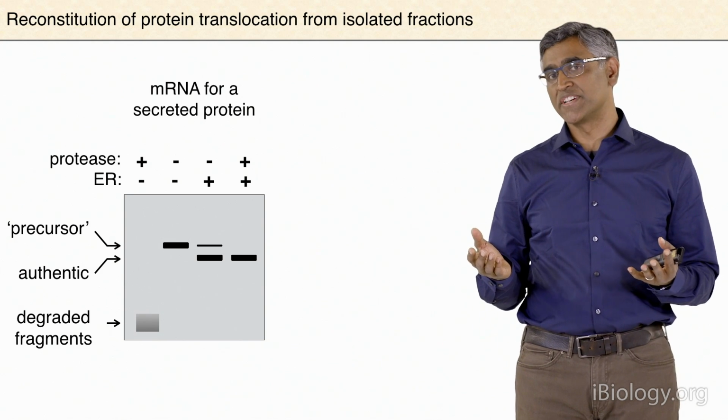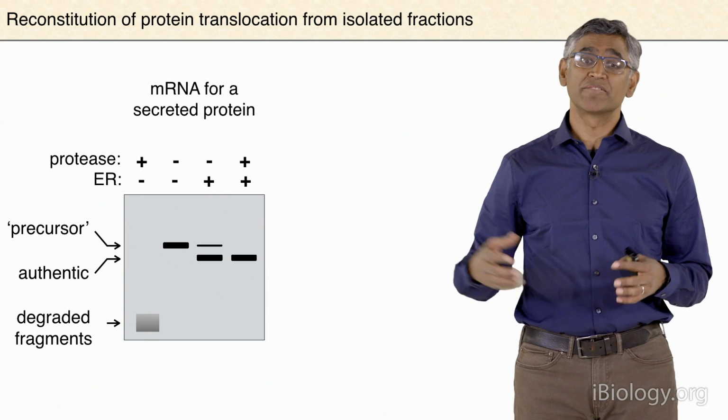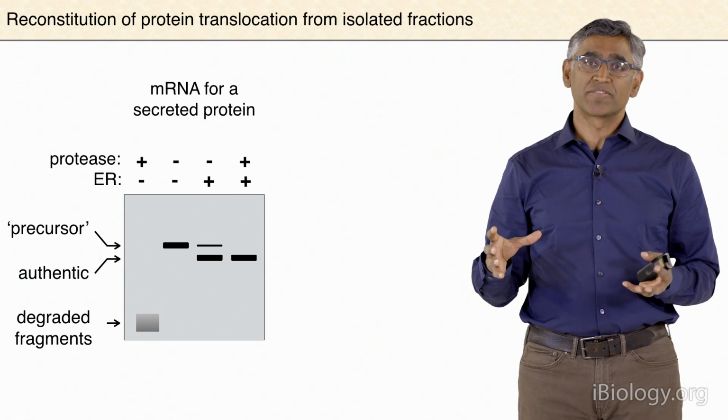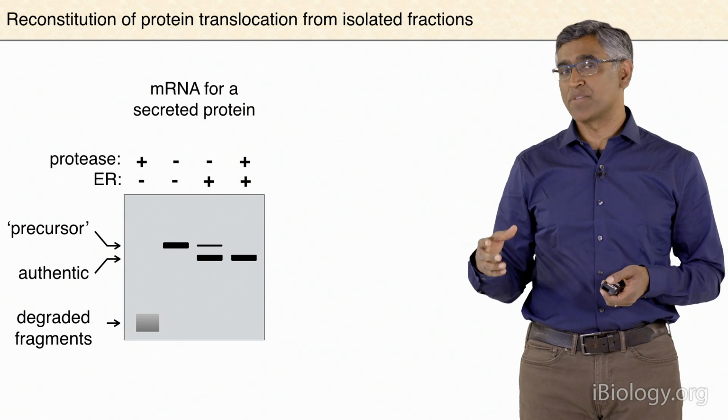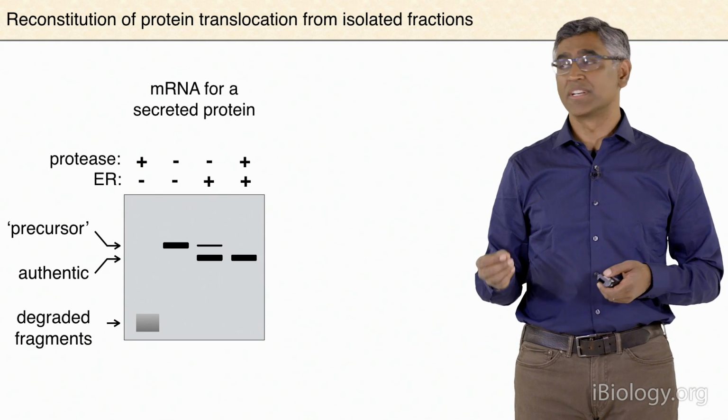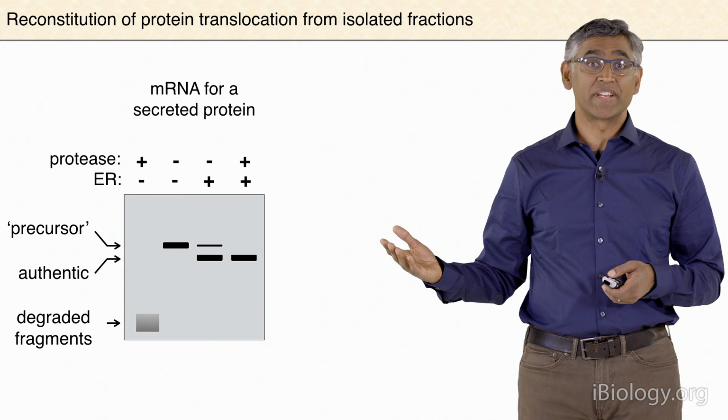And so what they deduced here was that the small fragment might have gotten inside the lumen of the ER vesicles, and that's what's shielding it from protease. And they could demonstrate that because if you disrupt the membrane of those vesicles with a little bit of detergent, then the products get completely degraded.